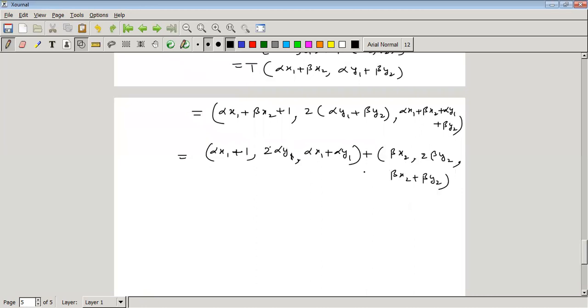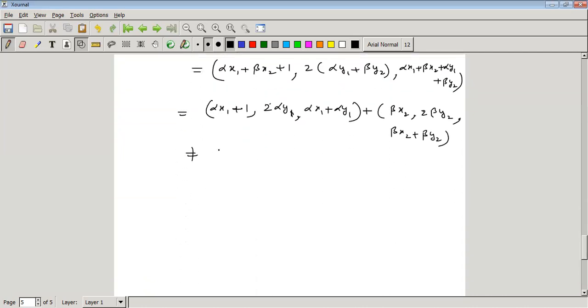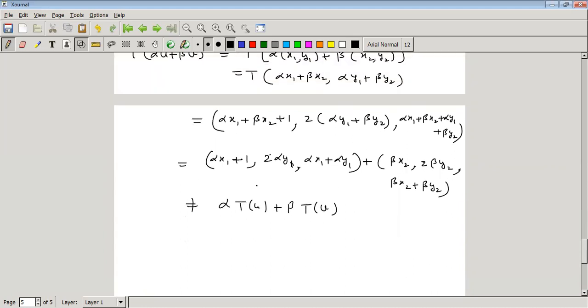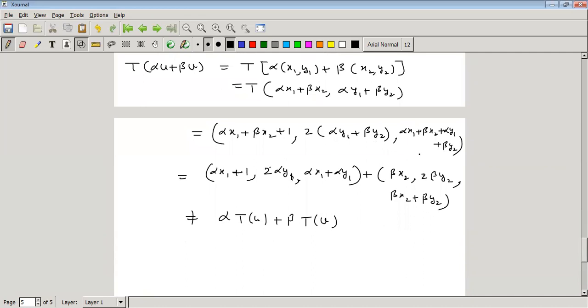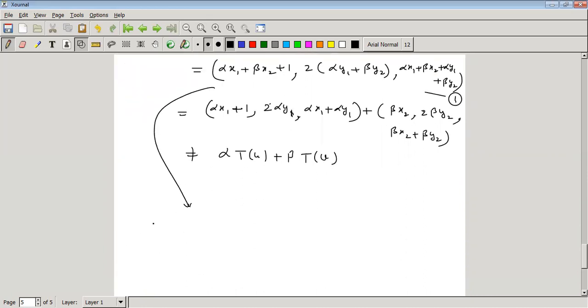Even we can directly prove this: T of alpha u plus beta v is not equal to alpha times T of u plus beta times T of v. Otherwise, from this step, if there is a confusion, then you can take this as equation 1, and after this, we can separately find out alpha times T of u plus beta times T of v, the right hand side. We separately find the value of this.